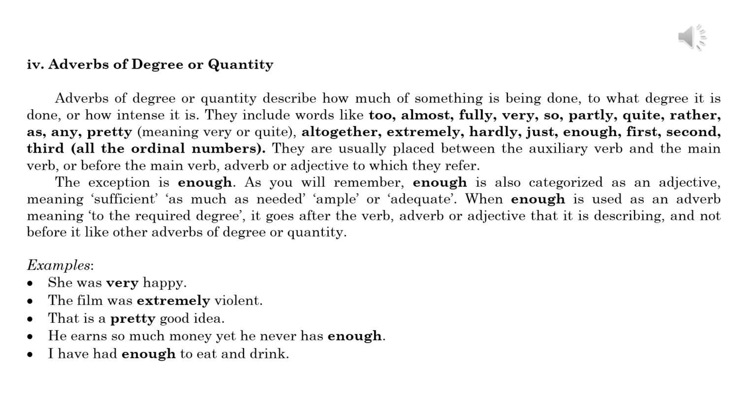They are usually placed between the auxiliary verb and the main verb, or before the main verb, adverb, or adjective to which they refer. The exception is enough. As you will remember, enough is also categorized as an adjective, meaning sufficient, as much as needed, ample, or adequate. When enough is used as an adverb, meaning to the required degree, it goes after the verb, adverb, or adjective that it is describing, and not before it, like other adverbs of degree or quantity.